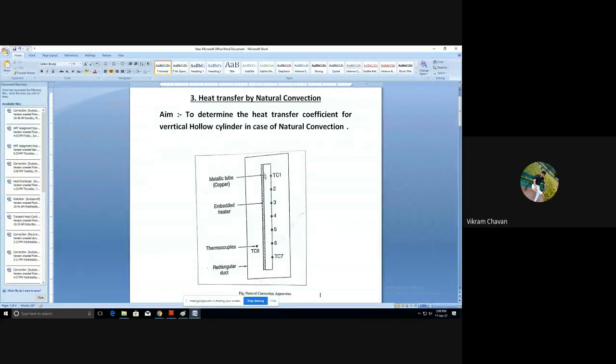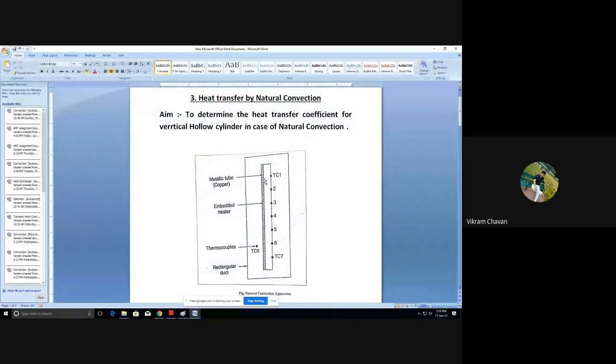Now in this rectangular duct, the hollow cylinder is placed vertically. Hollow cylinder means a pipe-like structure, and this pipe is made up of brass. In this pipe-like structure, or hollow cylinder, a metallic heater is placed inside, which will heat up the hollow vertical cylinder.